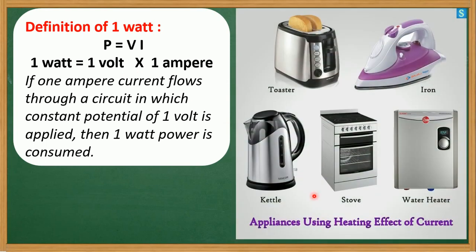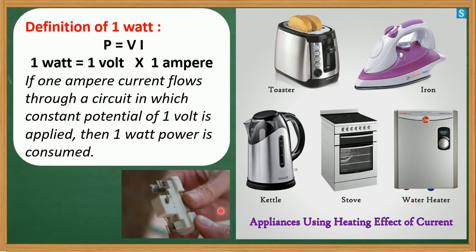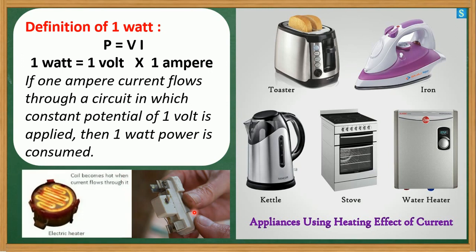These are appliances using the heating effect of electric current. See, toaster, electric iron. It works on the principle of heating effect of electric current. Kettle, to keep the liquid food items at a constant temperature, we use this kettle. Stove, water heater. This fuse is also working on the principle of heating effect of electric current.